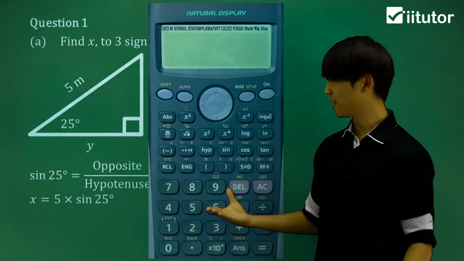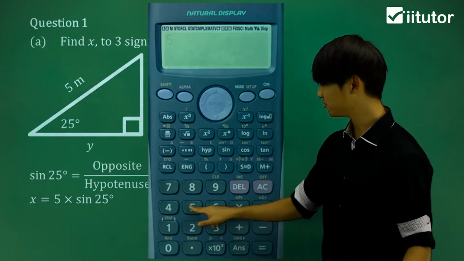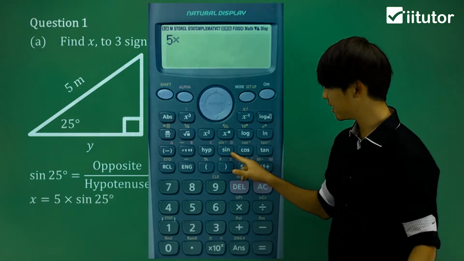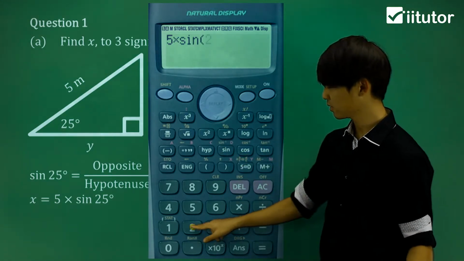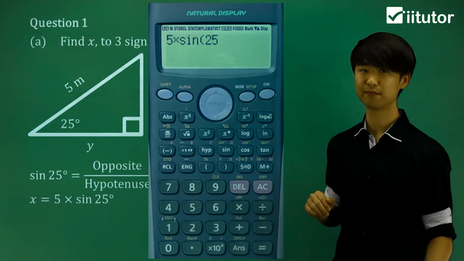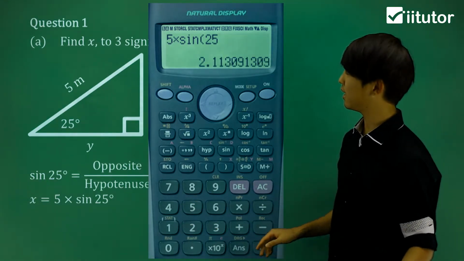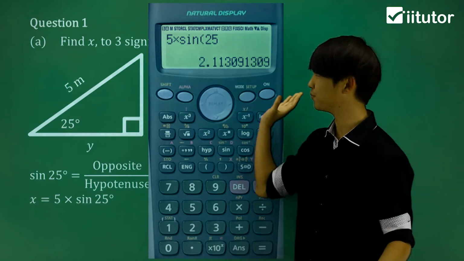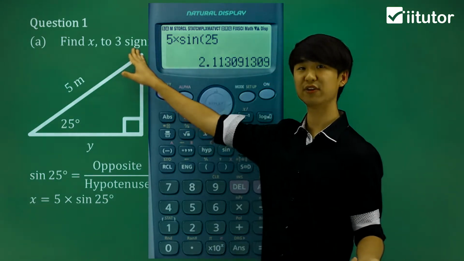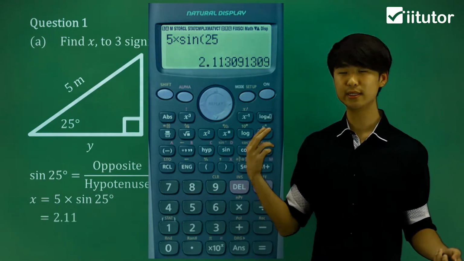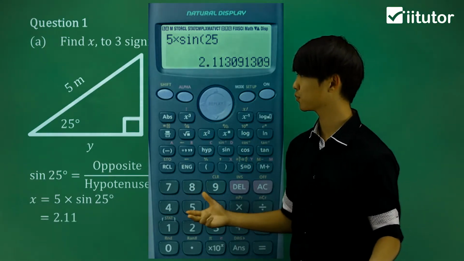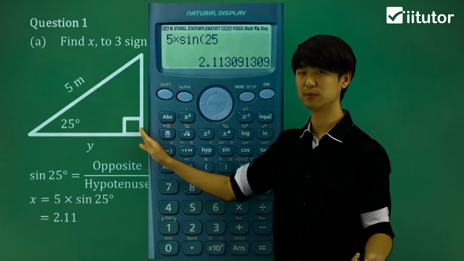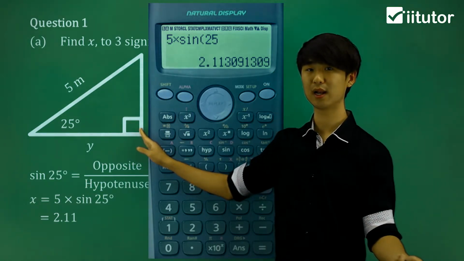So the value was 5 times sine 25, so 5 multiplied by, now if you look at the calculator, sine is here, and 25. Press equals, and this is the value that we have: 2.11309, and so on. But to answer it to 3 significant figures, my answer will be just 2.11. So we used the trigonometric ratio to find the side length of this opposite side here, which is 2.11.